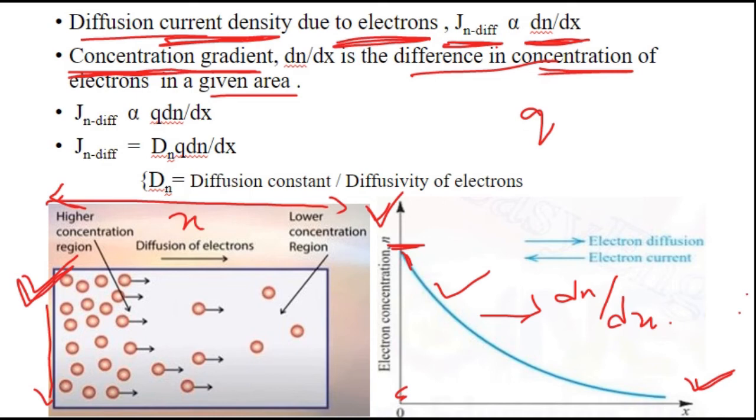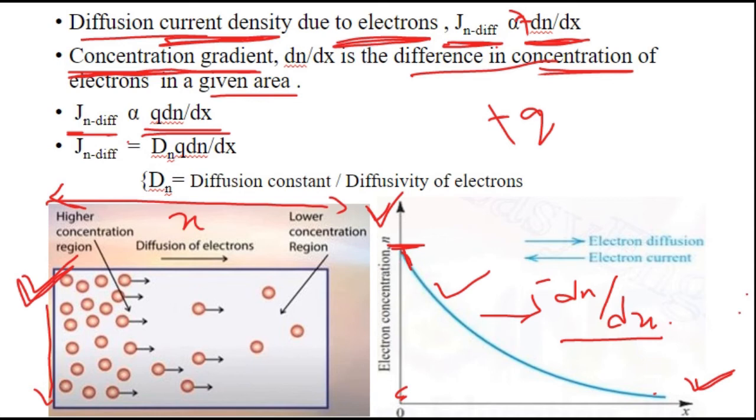And here you can see this is an exponentially decreasing curve. So here your dN by dx is negative, and the charge involved here is also negative for electrons. So the negative gets cancelled and you will be getting a positive q times dN by dx. So your Jn diffusion will be proportional to the charge times dN by dx, but it should be positive because of the cancellation of the negative symbols.